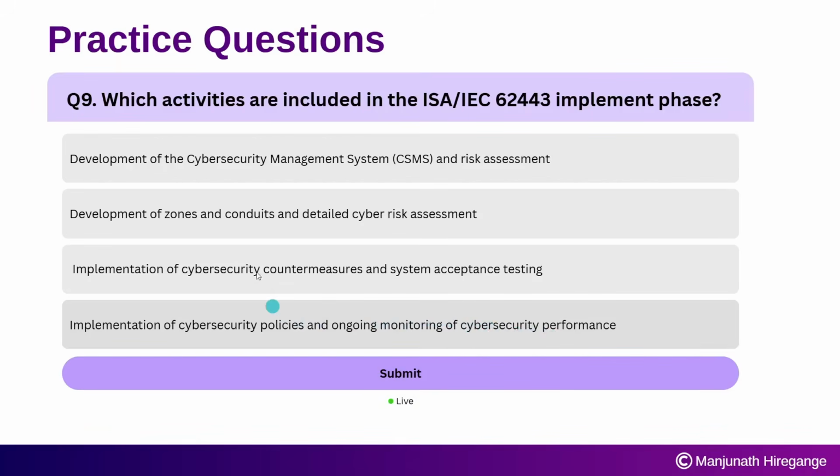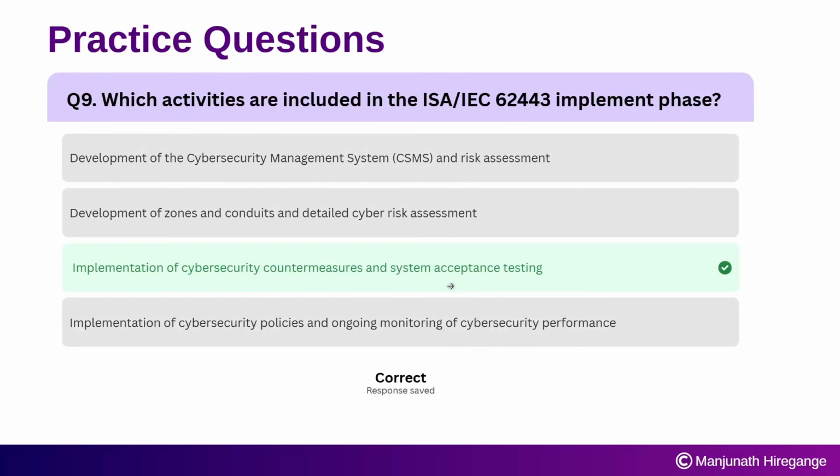So the right answer is implementation of cybersecurity countermeasures and system acceptance testing. Why? Because the implement phase focuses on deploying cybersecurity countermeasures to mitigate the identified risks, and also includes testing the system to ensure that the implemented security controls meet whatever we defined in the functional design specification. The others are part of the assess and maintain phases.